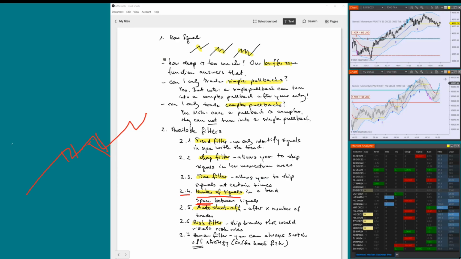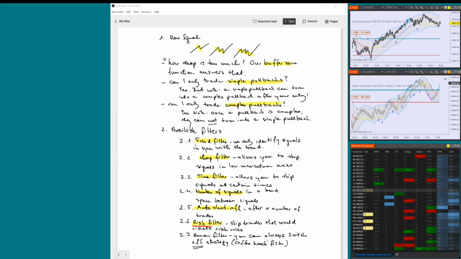The next one, which I think is very useful in many situations, is the auto shutoff, which means that you can define in the software that, let's say, I take a trade and then I only want to take 2 more trades in that session and then no more trades. You can tell the software to switch itself off after X number of trades. Now that X can be 1 or could be 100, it's up to you.